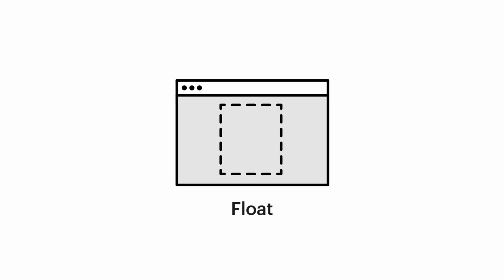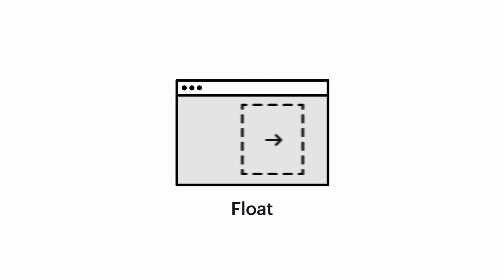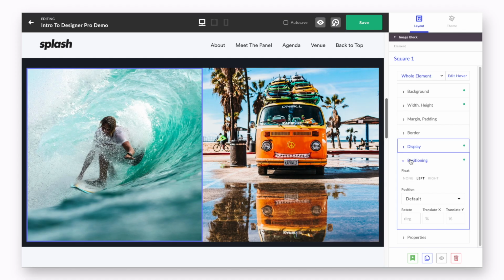The positioning accordion houses one of the most important features of Designer Pro, called Float. Float is a web design tool used to reposition things around a page. As long as an element or block has a width lower than 100%, they are able to float things to the left side, float left, the right side, float right, or the center of a page, float none. Think of it working similar to text-align.